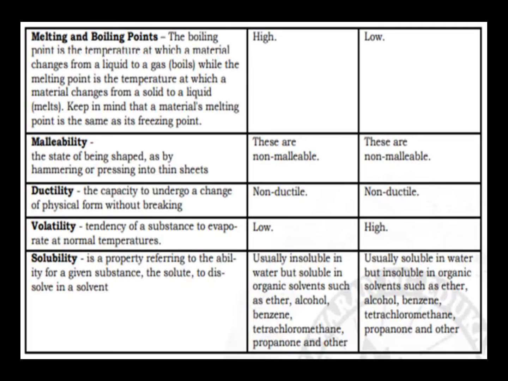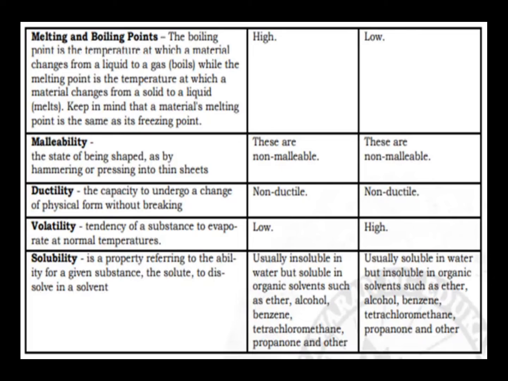In malleability, malleability is the state of being shaped, as by hammering or pressing into sheet. In ionic bonding, these are non-malleable, while in covalent bonding, these are non-malleable. In terms of ductility, ductility is the capacity to undergo a change of physical form without breaking. In ionic bonding, it is non-ductile, and in covalent bonding, it is also non-ductile.